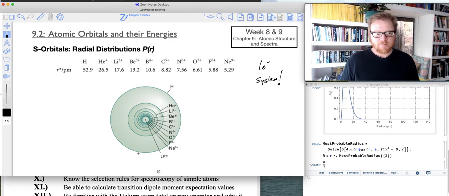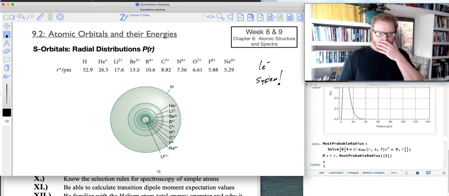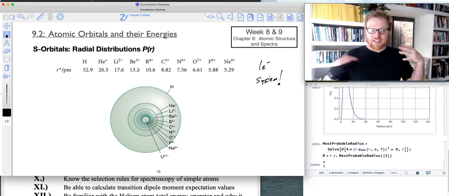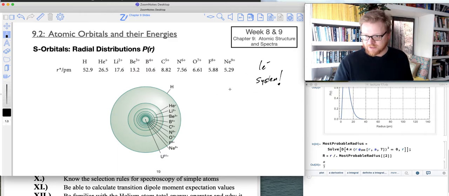Very cool stuff. And even though on the periodic table and in reality, we don't have like carbon 5 plus or boron 4 plus or whatever, that effect still manifests into the multi-electron atoms. As we increase the charge in the nucleus, it has the effect of bringing the electron closer in, which we can see in this simple model.